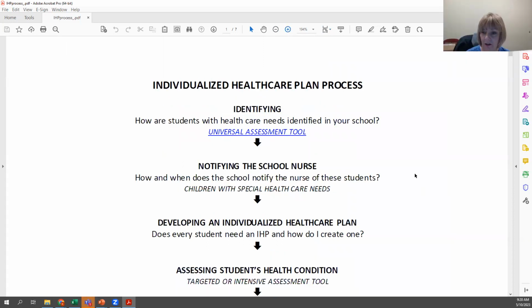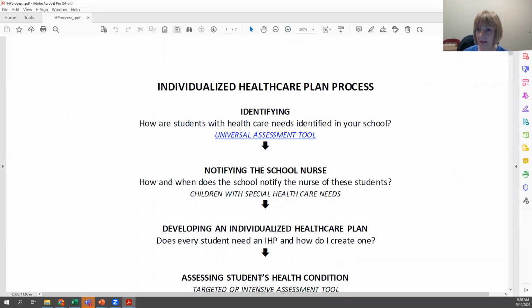Okay, so we've got a question here. We might as well address that in the chat before we get into this process: what is required if the parent or caregiver does not provide the medical documentation or proper medication order? That's a big thing, isn't it? So it is required for the parent to provide those things and provide proper medication orders.